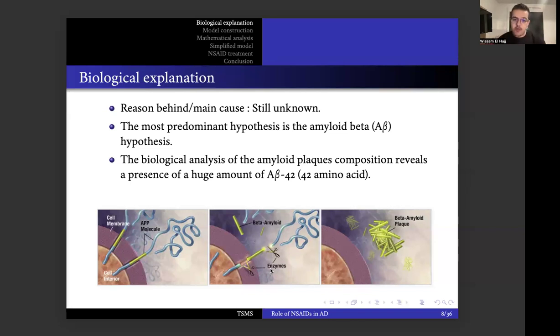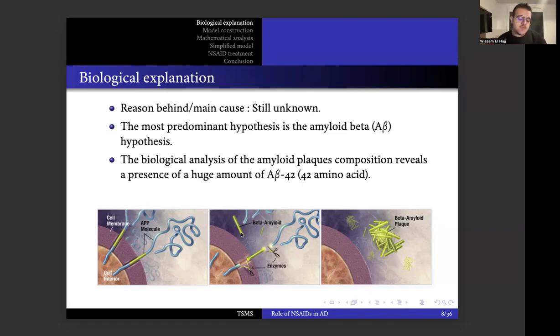It is soluble. It can be removed by, let's say, the processes in the brain. But for some unknown reasons, this molecule is cut to 42 amino acids. So it's A beta 42, and this is what we call the beta amyloid. The problem with this 42 amino acid peptide, which we will now call A beta, is that it is non-soluble, so it cannot be removed.